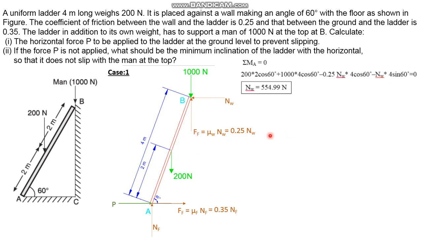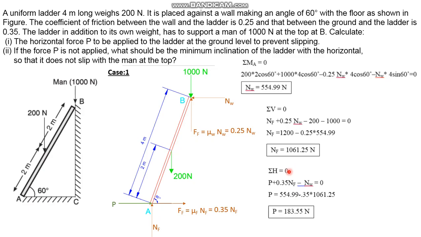Next is summation of V equal to 0. If we take the sum of vertical forces, what are there? NF is there, and 0.25 NW is there. So NF upwards positive plus 0.25 NW upwards. Next, minus 200 minus 1000 is equal to 0. So therefore, because we know NW, NF is equal to 1061.25 Newton, you will get it.